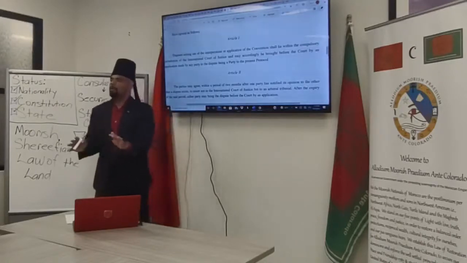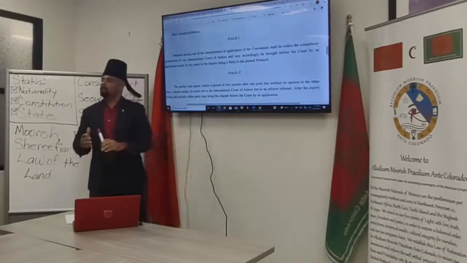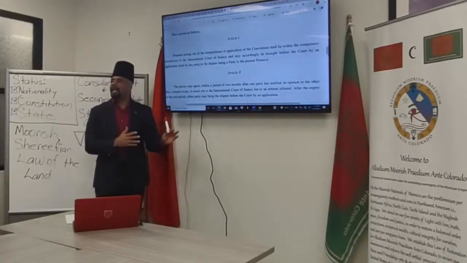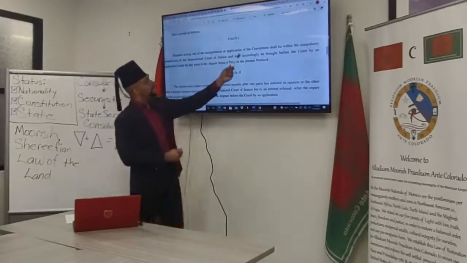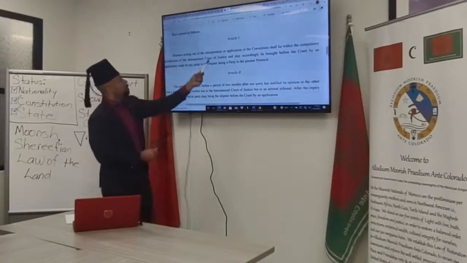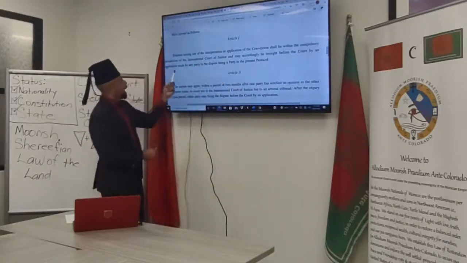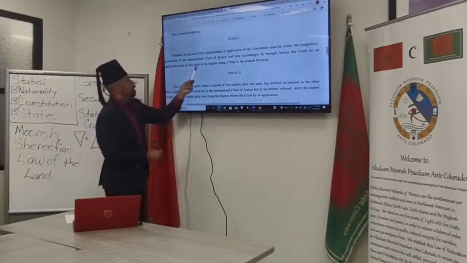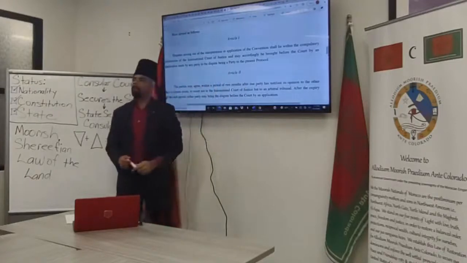So Germany's saying, hold up, who are we supposed to go to when we have a dispute? You must take it to the UN, the ICJ charter, right? Disputes arising out of the interpretation or application of the convention shall lie within the compulsory jurisdiction of the International Court of Justice and may accordingly be brought before the court by an application made by any party to the dispute, being a party to the present protocol.